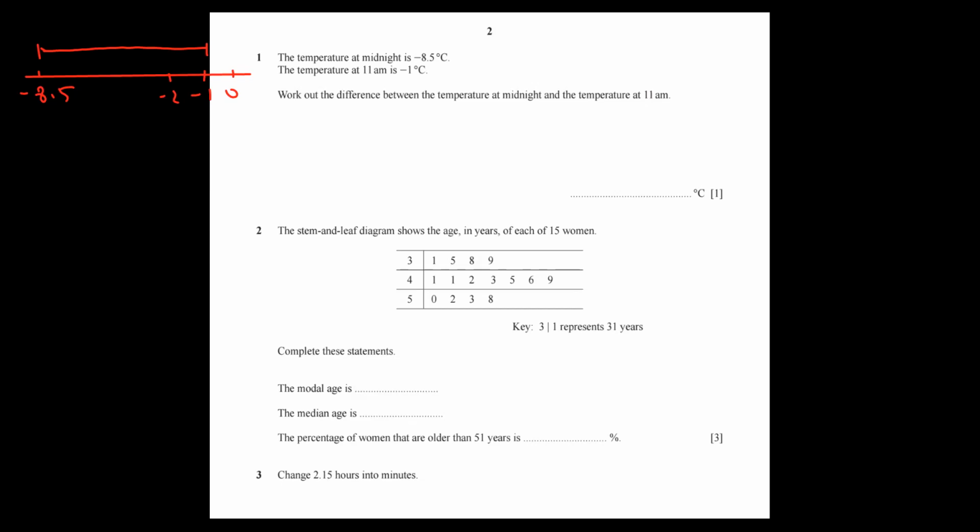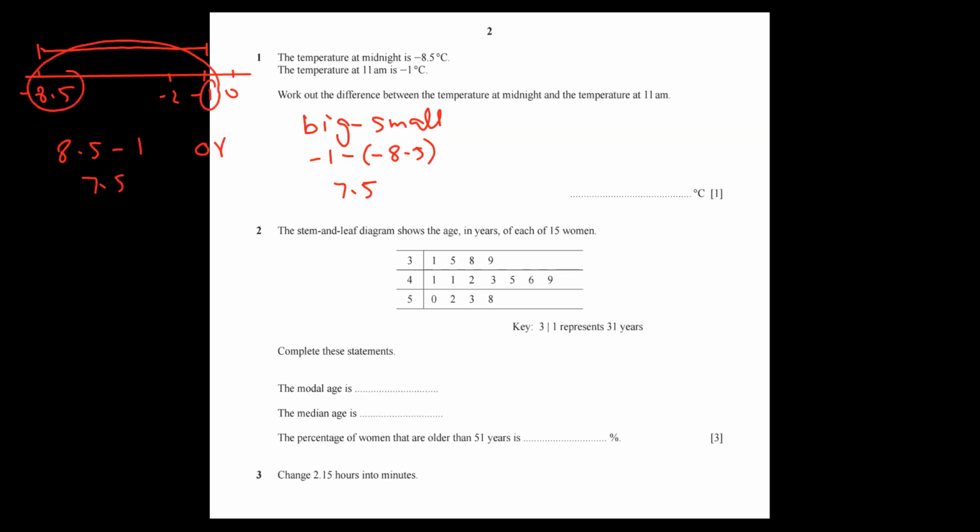It will give us our answer. Or you can do it another way: big value minus small value. The bigger number is negative one, the smaller number is negative 8.5. This is the second method. If you check it, the answer turns out to be 7.5. Or you subtract 8.5 minus one. In both methods, we get the correct answer. When I subtract, I don't care about signs, I care about the numbers, that's it.